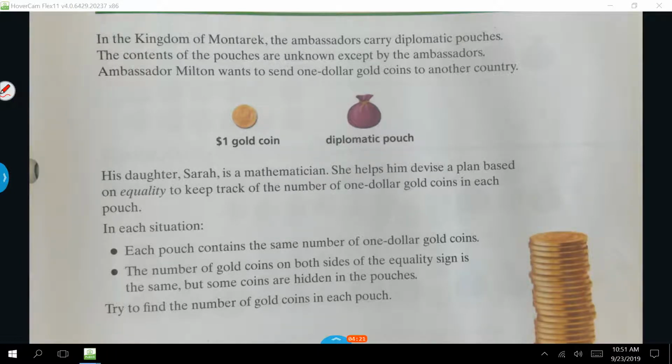His daughter Sarah is a mathematician. She helped him devise a plan based on equality to keep track of the number of $1 gold coins in each pouch.